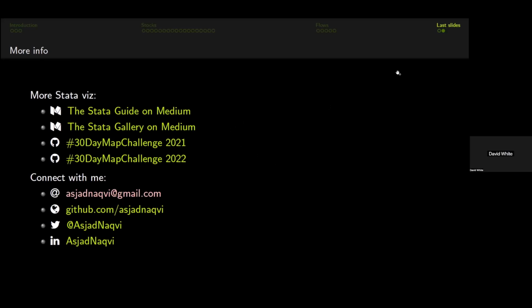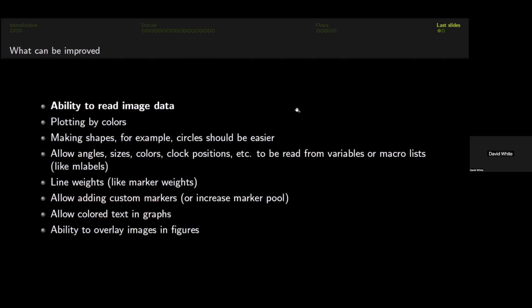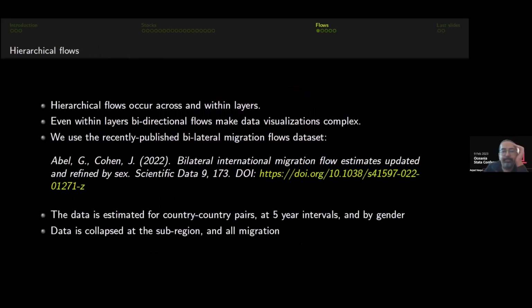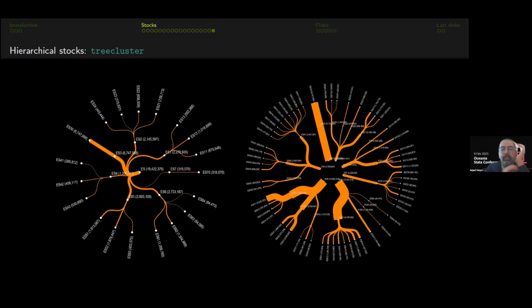So Asjad, thank you for that. We're a bit ahead of time, but okay, we have got a couple of questions, and I've also got a couple of questions for you. One of the questions that has come in is about your tree cluster diagrams, and how do they handle missing data? Yeah, so this one, you mean? Yes.